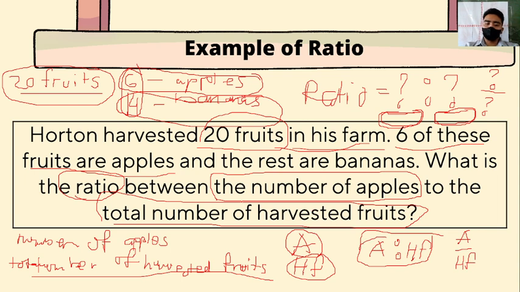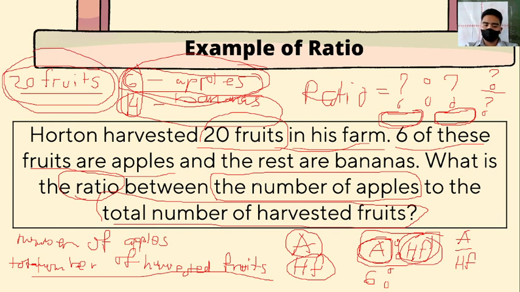If you are going to find the values of this one, what's the value of the apple? The value is 6 apples. So we could write 6 is to, what's the value of HF or harvested fruits? It is 20. So you could write 6 is to 20, or apple 6 over harvested fruit 20. So it could be in colon and fraction form. This is in visual form.